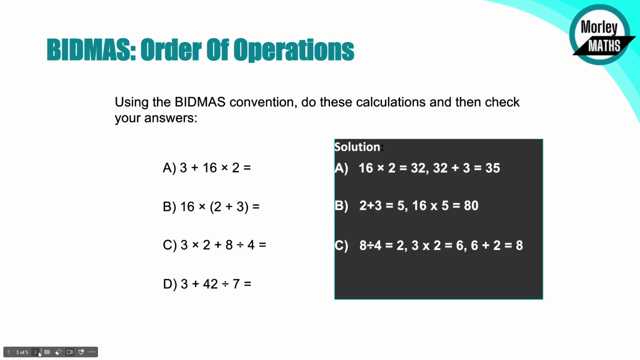And then the final question we've got here is 3 plus 42 divided by 7. Have a go at this one. Okay, so looking at the working out of this one, we're going to be doing the division first. So 42 divided by 7 is 6. And then finally 3 plus 6 is 9. So if you got 9 as an answer for that question, huge well done.